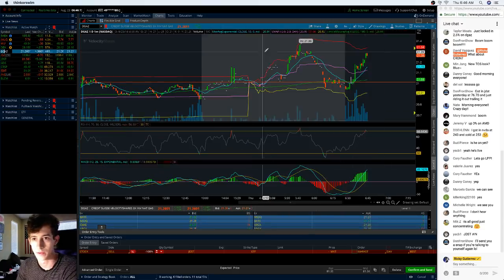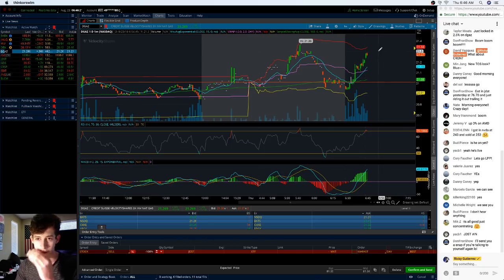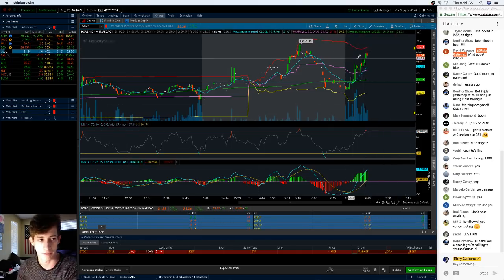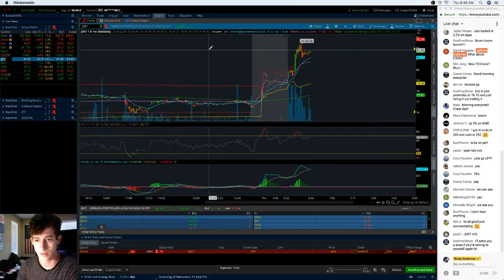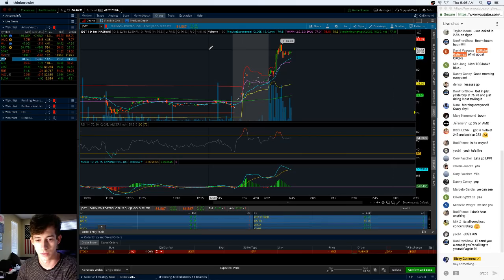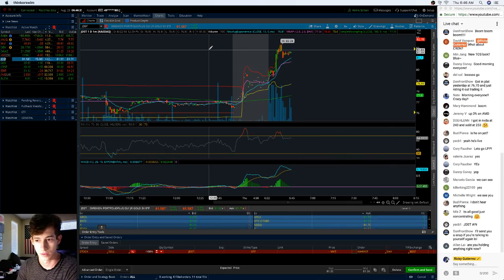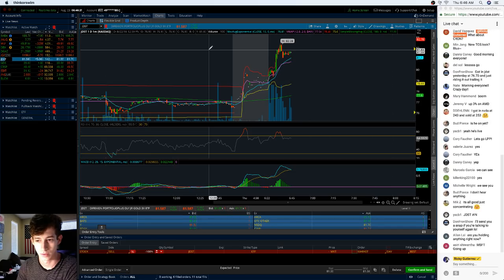Wow, really solid pattern right here. 21.30, a little bit more on the overextended side. So I would lock in profits around this general area. Let's make sure that we focus on that. Okay.